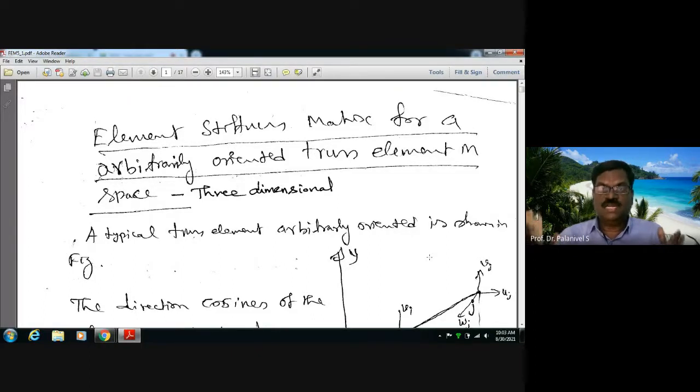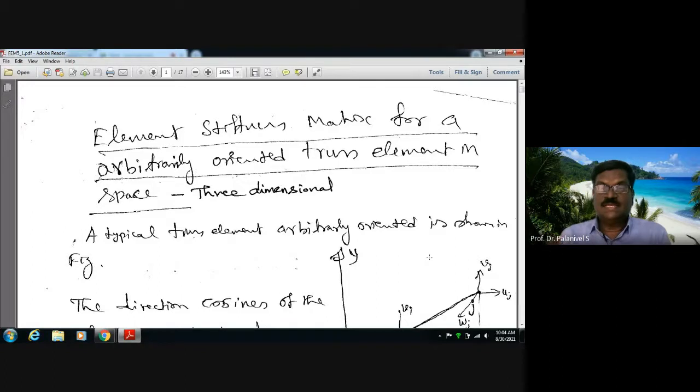So it's three-dimensional. First, let us discuss in three-dimensional. Later we will change that into two-dimensional because mostly we will be dealing with the analysis of plane truss. For the analysis of plane truss, all the members are going to lie in one plane. So we require only x and y coordinates. In the Cartesian coordinates, we don't require z. But in a space truss, the z coordinate is also there.